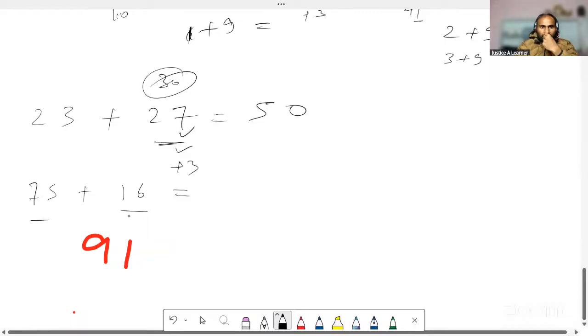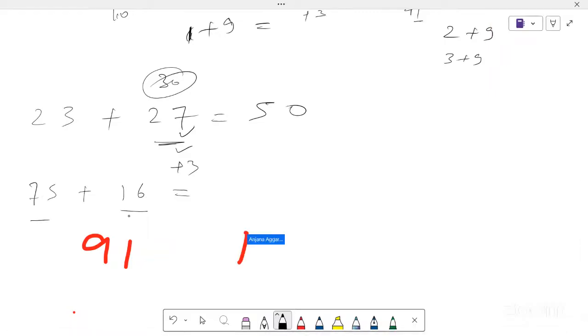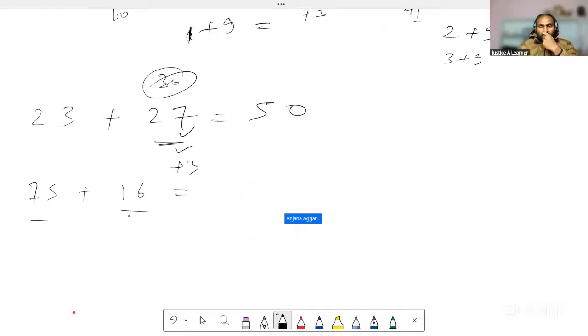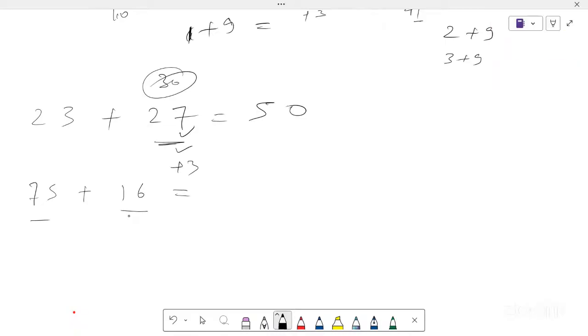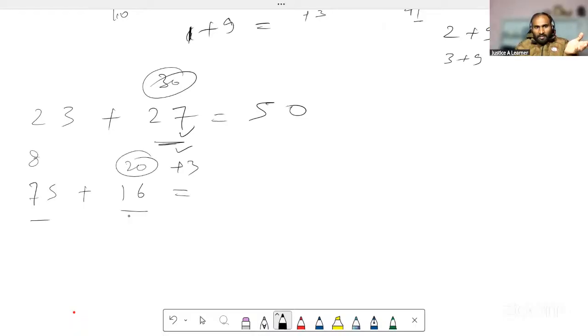Tell me the method. 6 plus 5 is 11. 7 plus 1 is 8. 80. So 80 plus 11, 91. Good job, but it can be much easier and faster than this. Although it would not be noticed how fast it is, because both seem similar. What I would do, either I would go round of 20 or I would go round of 80.